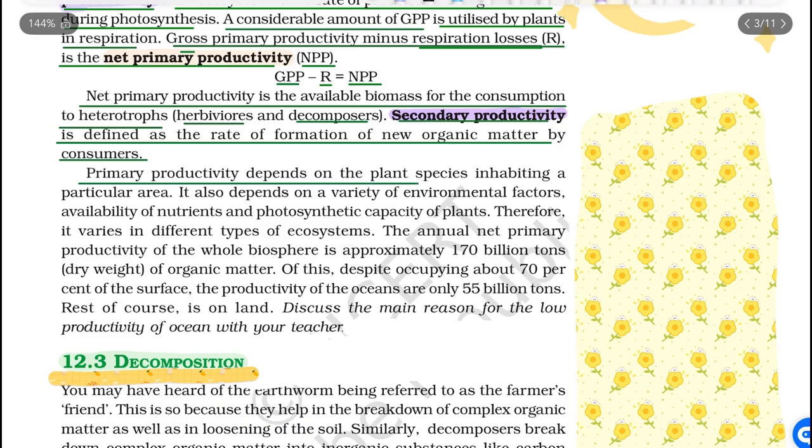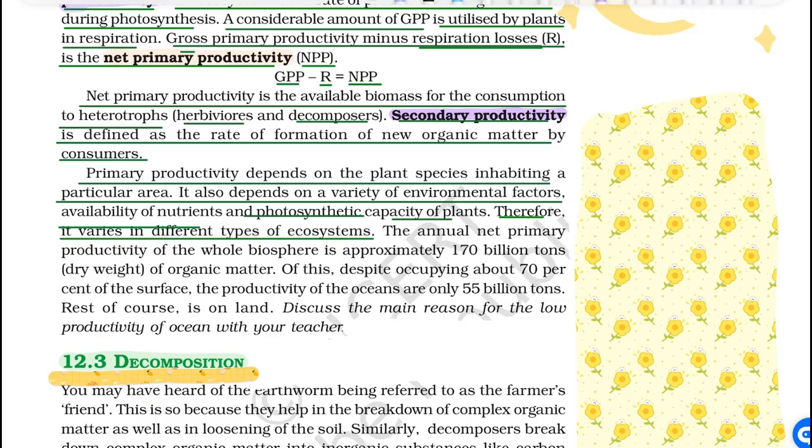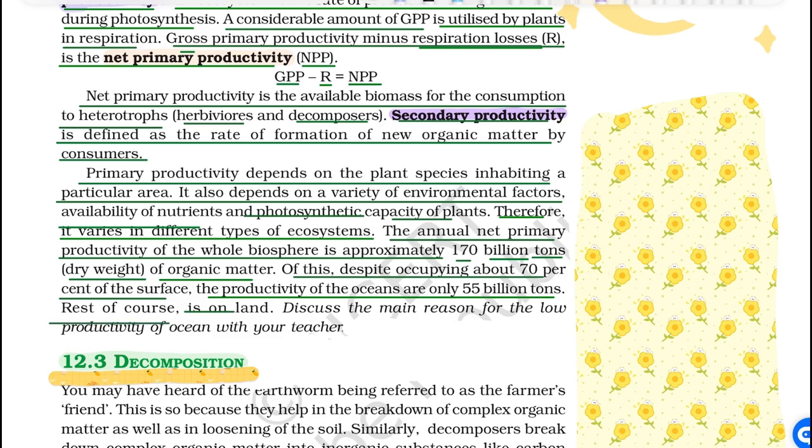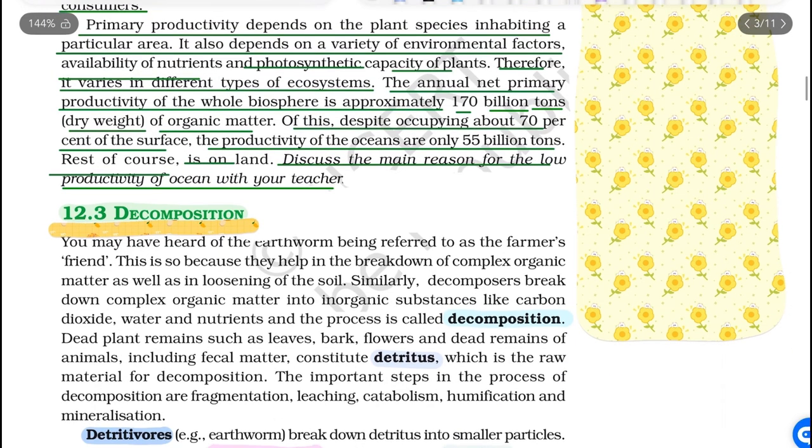Primary productivity depends on the plant species inhabiting a particular area. It also depends on a variety of environmental factors, availability of nutrients, and photosynthetic capacity of plants. Therefore, it varies in different types of ecosystems. The annual net primary productivity of the whole biosphere is approximately 170 billion tons in dry weight of organic matter. Of this, despite occupying about 70% of the surface, the productivity of oceans is only 55 billion tons. The rest, of course, is on land. Discuss the main reason for the low productivity of oceans with your teacher. That's your question.